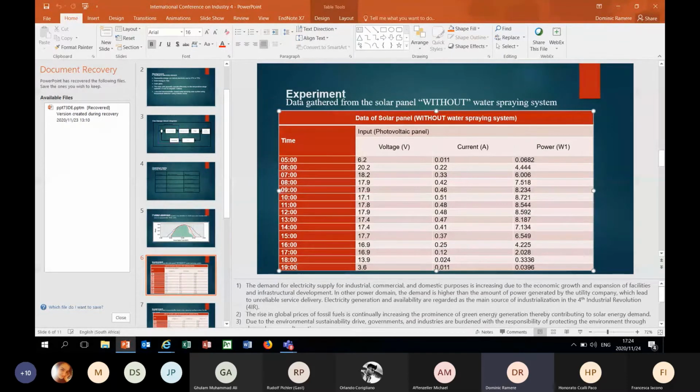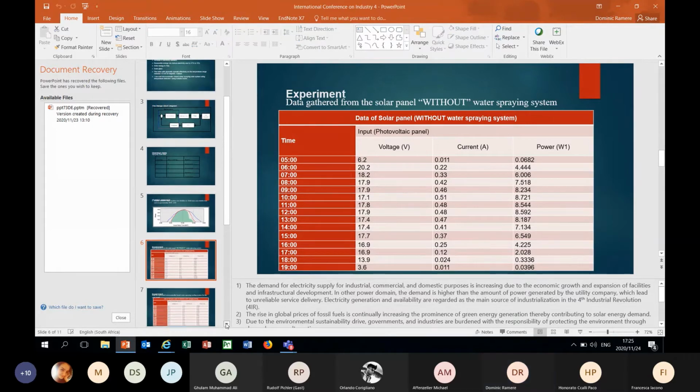So between 5 o'clock and 6 o'clock, if you check the power input, here it is 6.2, and the current is this. These are the averages of what is generated by the solar panel. This was the data found before we implemented this strategy of a solar spraying system.